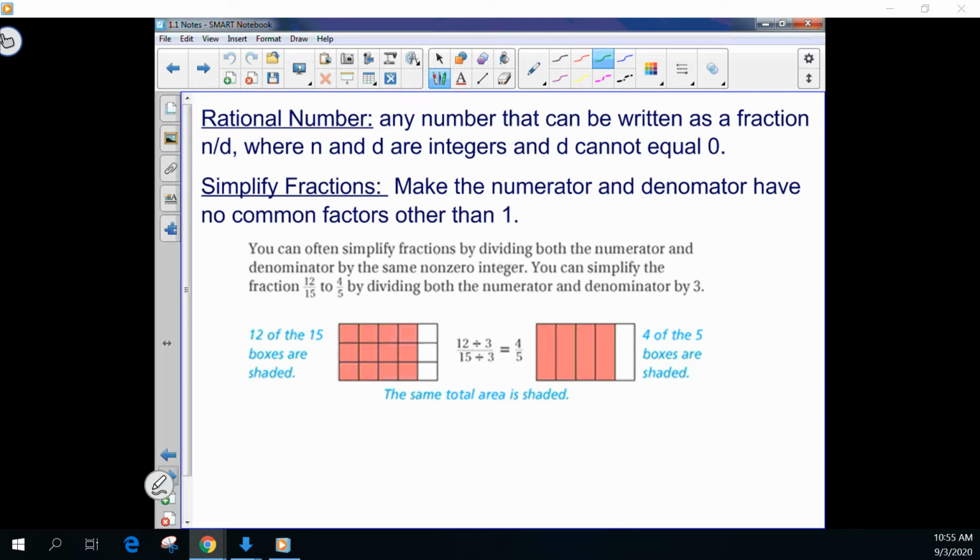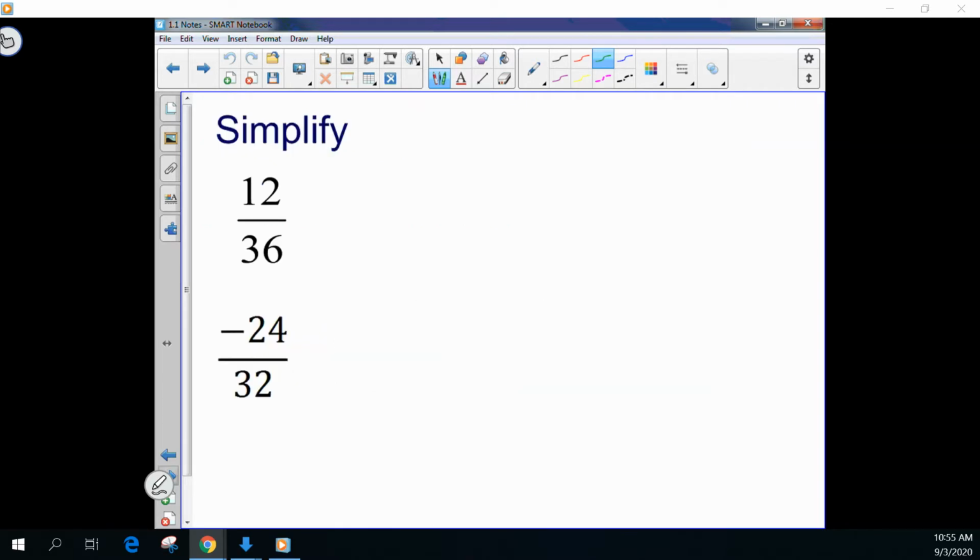So we are going to be reviewing these things, and you have known how to simplify fractions for a few years now. So that's our first thing we're going to go over, simplifying fractions. We are going to simplify 12 over 36. The first thing we need to do is decide what is divisible by 12 and 36. What goes into both of those numbers?